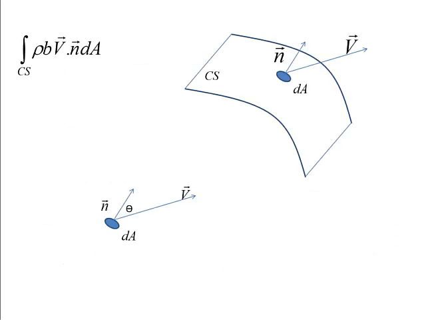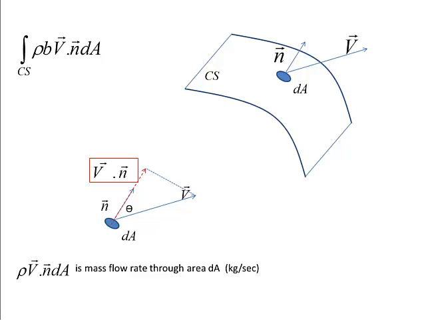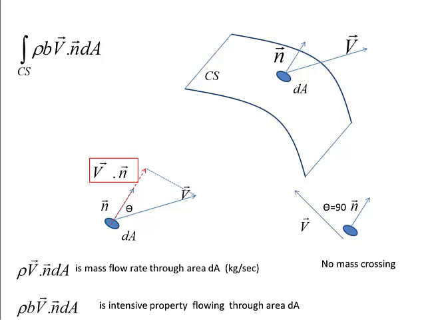V.n is essentially the projected velocity of the fluid particle onto the normal vector of a differential area. This is the velocity component normal to the differential area. Rho times V.n dA is the mass flow rate through the area dA. Note that if vector n and velocity V are orthogonal, no mass is crossing this area. Finally, when multiplying the mass flow rate with the intensive value of the system property and integrating over the entire surface, we see that the final term corresponds to the net flow of the extensive property into the control volume through the control surfaces.